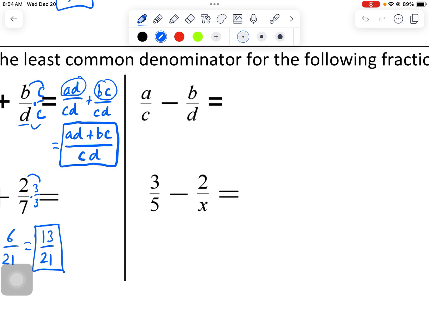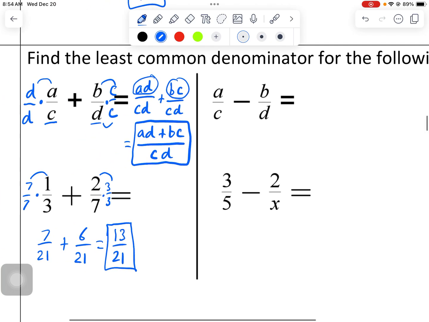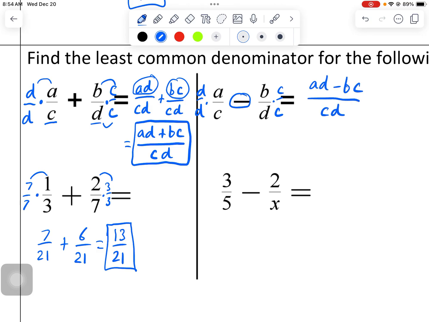Similarly over here, I have AC minus BD. This is kind of the same idea as what we were just doing. The only difference is that we would multiply this by D over D, and this one by C over C. It's basically the exact same problem as what we just saw, it's just with the minus sign. So then our final answer would end up being AD minus BC over CD. I kind of skipped that step in between because the only difference is the minus sign.